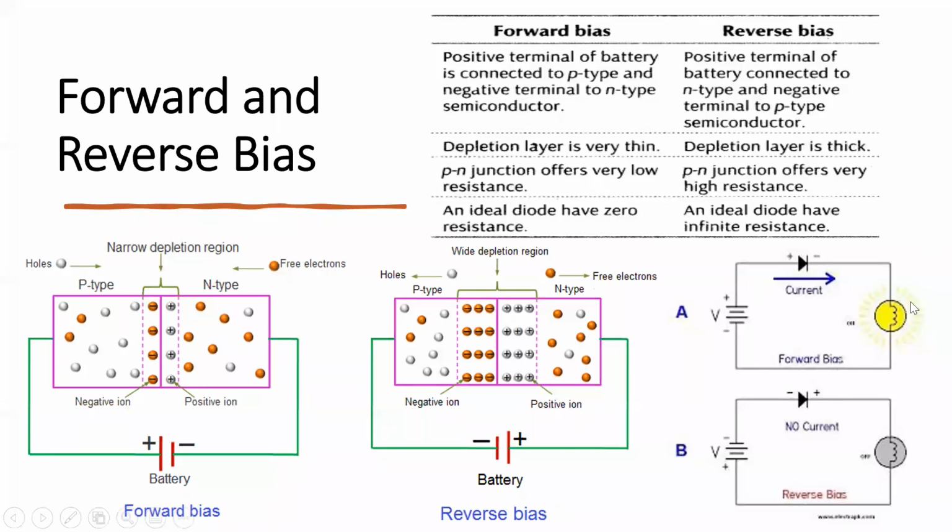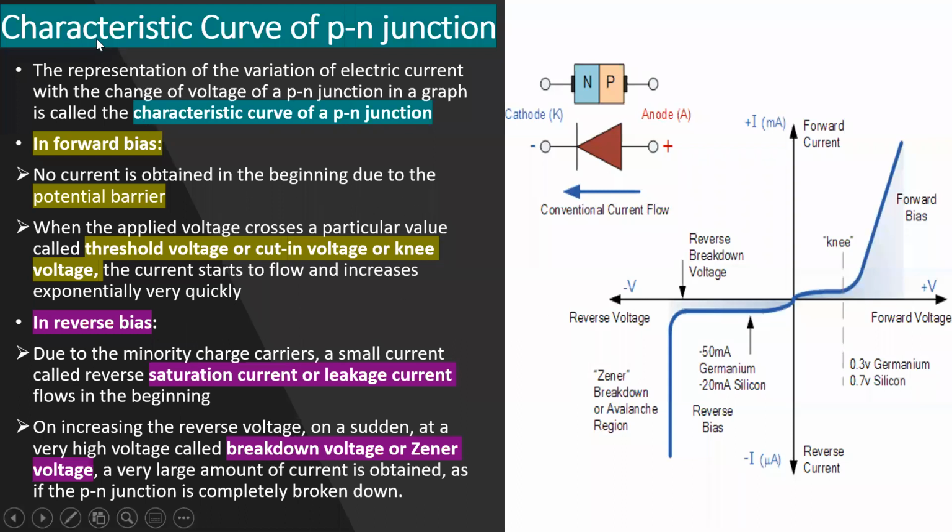So I would like to discuss one more thing about this, the characteristic curve of a PN junction. What is meant by the characteristic curve of a PN junction? The representation of the variation of electric current with change of voltage of a PN junction in a graph is called the characteristic curve of a PN junction. So the characteristic curve means a current-voltage graph drawn for a PN junction. Current is taken along the y-axis and voltage along the x-axis. This shows the forward bias region, the positive direction of the x-axis, and the negative direction of the x-axis shows the reverse bias.